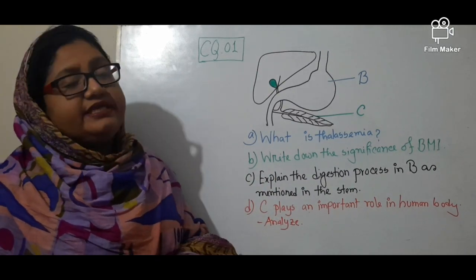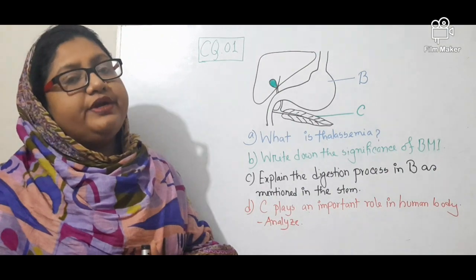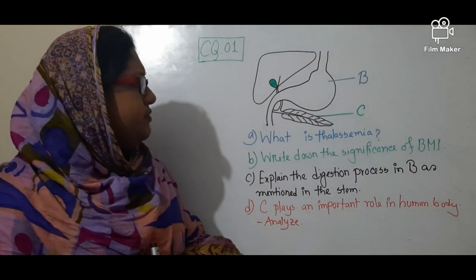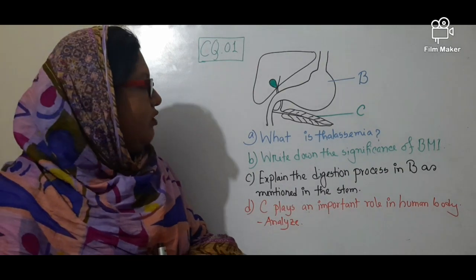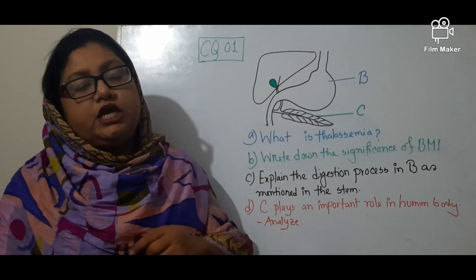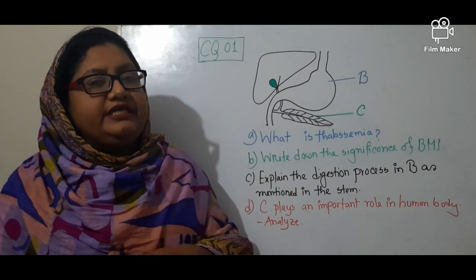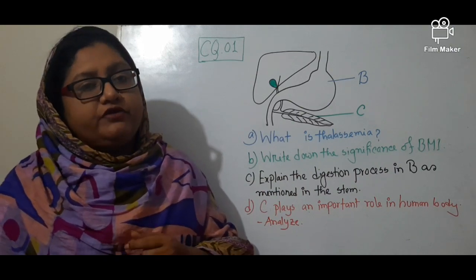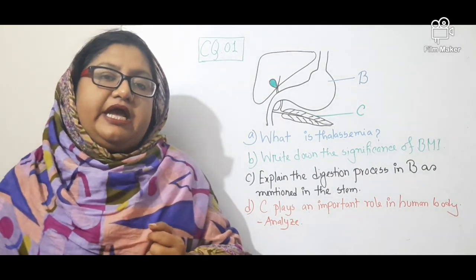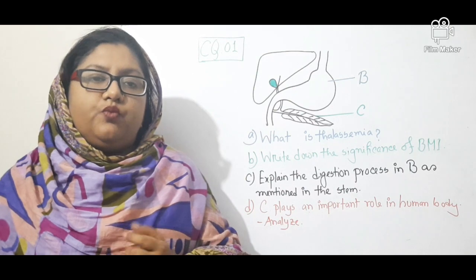First question: what is thalassemia? The abnormal state of red blood cells is called thalassemia. This is from chapter 12. Now, my second question is: write down the significance of BMI. In case of writing the answer to this question, at first you will write the definition of BMI. You will write what BMI is.